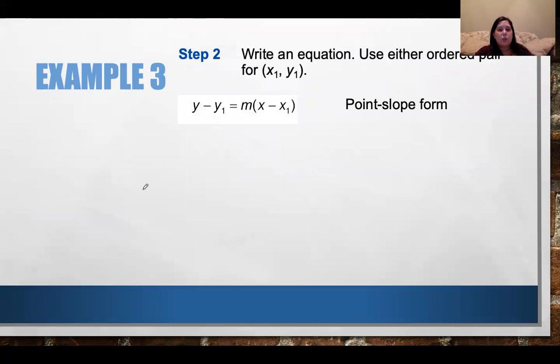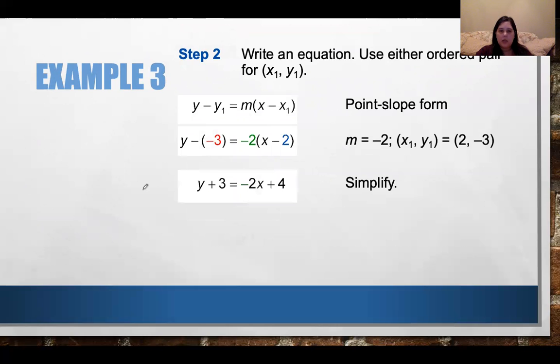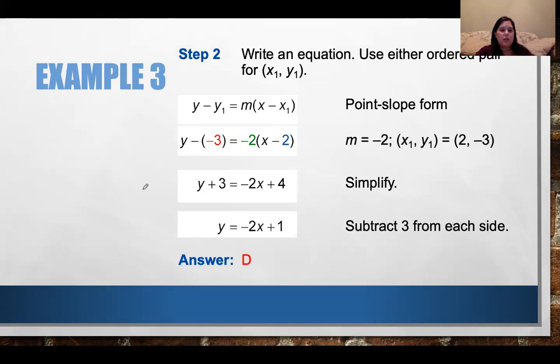Next, we're going to use point slope form and plug in information that we do know. I know my slope is negative 2, and I'm going to use the coordinate point given, 2, negative 3. And we're going to get y plus 3 equals negative 2x plus 4. So we subtract 3 from both sides to get y equals negative 2x plus 1, which was answer choice D.